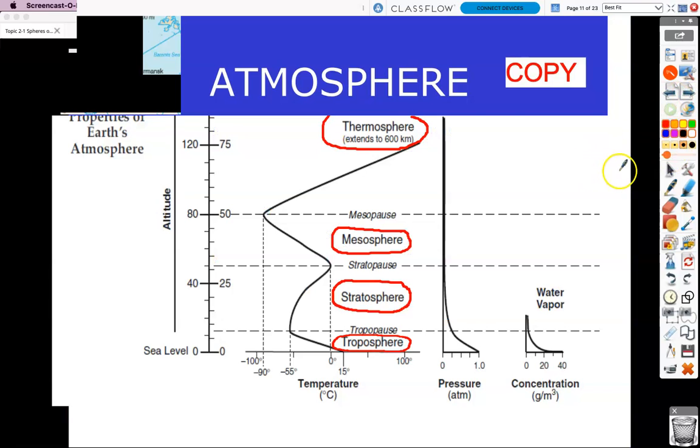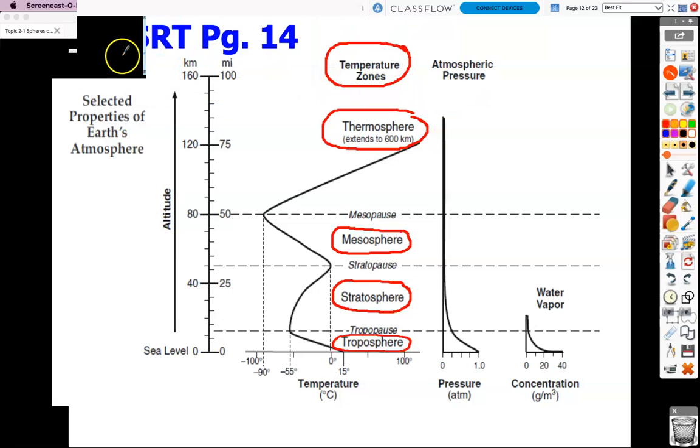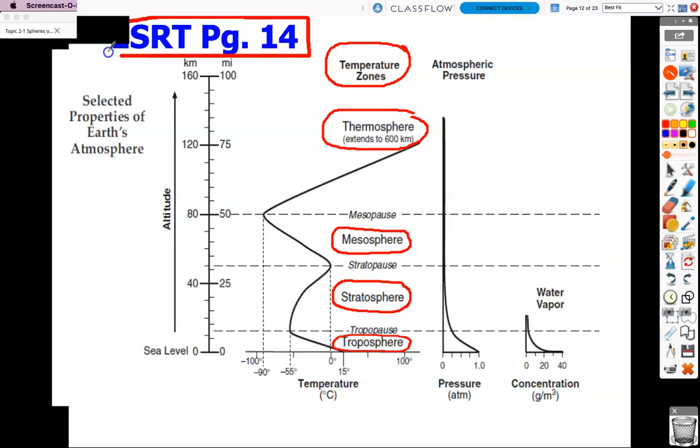So if you could, take a minute, pause the video, and pull out your ESRT. You're going to need this for the assignment this week. Go to page 14 in your ESRT. So take a second, pause this video, and then pull out that ESRT and go to page 14.